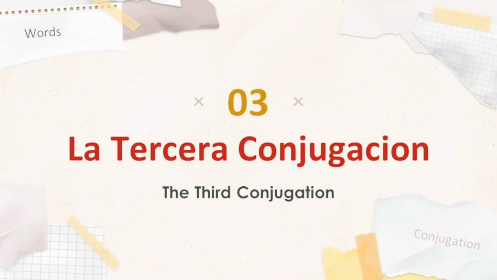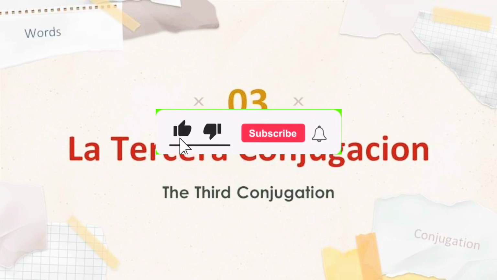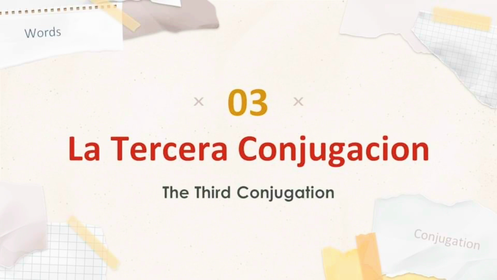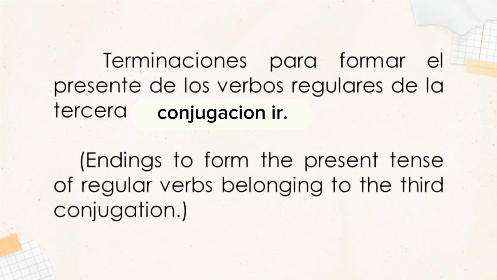Now that you have learned how to conjugate verbs ending in er, then let's learn how to conjugate Spanish verbs ending in ir. Let us learn something new. Terminaciones para formar el presente de los verbos regulares de la tercera conjugación ir. Endings to form the present tense of regular verbs belonging to the third conjugation.